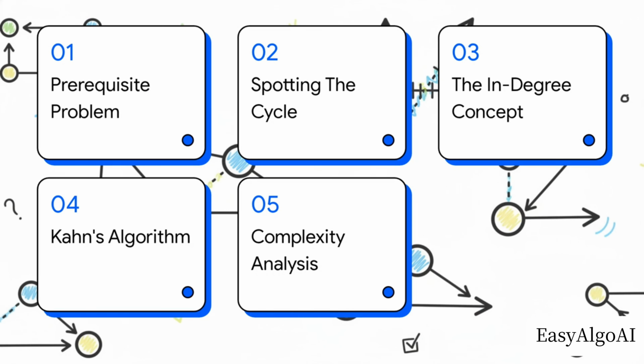So here's our agenda for today. We're going to cover 1, the prerequisite problem, 2, spotting the cycle, 3, the in-degree concept, 4, Kahn's algorithm in action, and finally 5, complexity analysis. Let's get right into it.